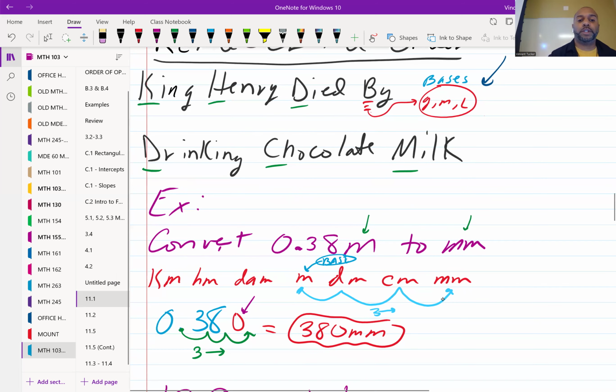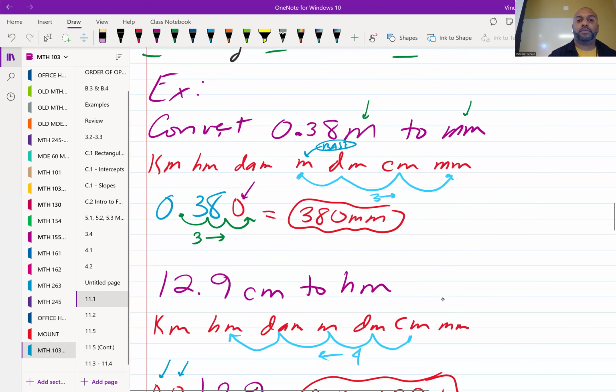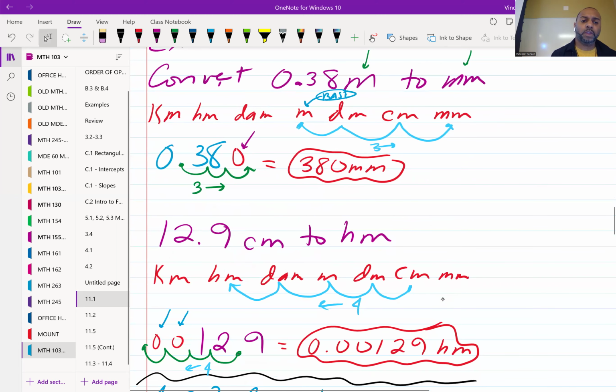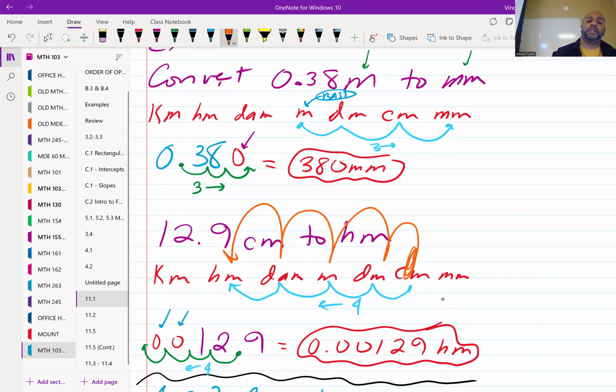All right, let's do it again. 12.9 centimeters, and I want to go to hectometers. Starting off with centimeters, I'm going 1, 2, 3, 4 to the left with my decimal. So move that decimal 4 to the left. We're going to use 2 zeros as placeholders this time. And it's 0.00129 hectometers.